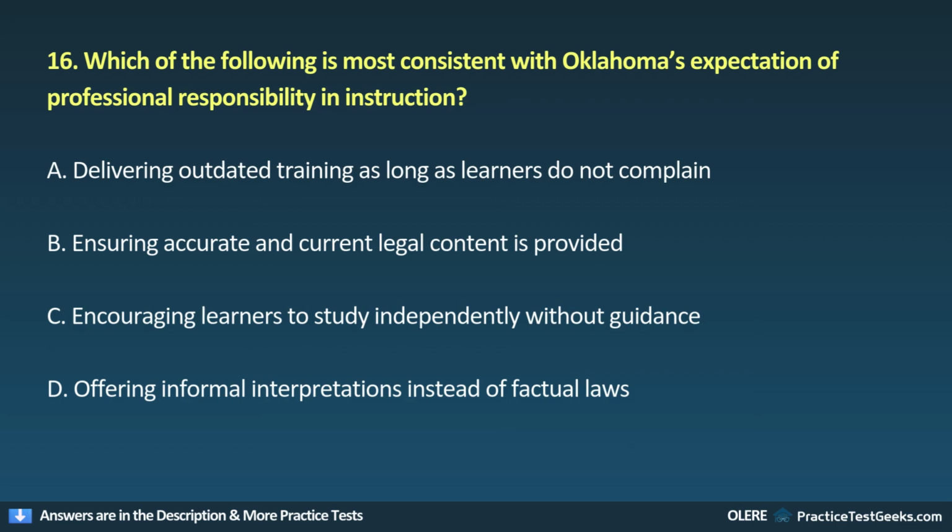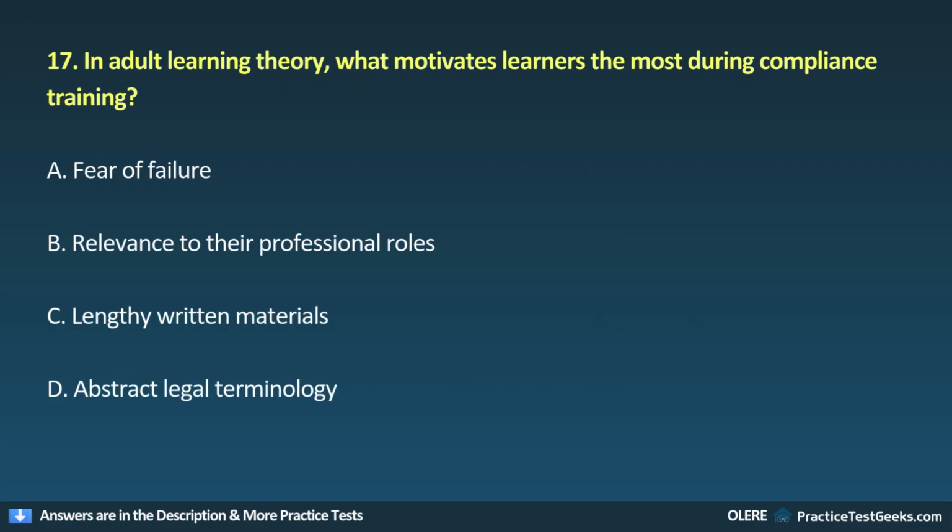16. Which of the following is most consistent with Oklahoma's expectation of professional responsibility in instruction? A. Delivering outdated training as long as learners do not complain. B. Ensuring accurate and current legal content is provided. C. Encouraging learners to study independently without guidance. D. Offering informal interpretations instead of factual laws.